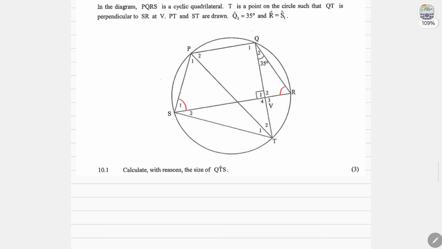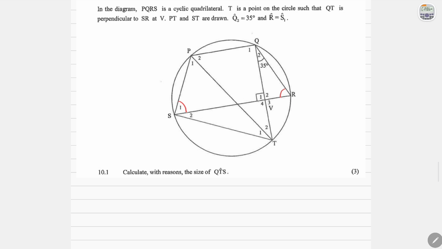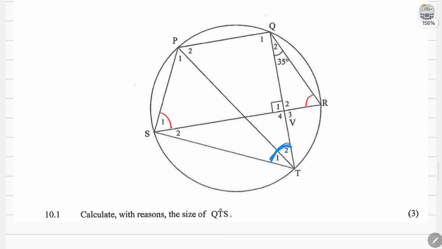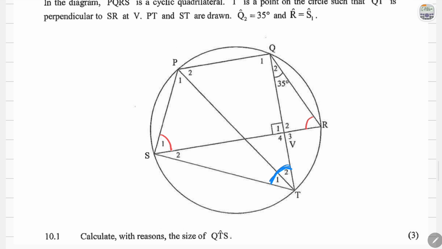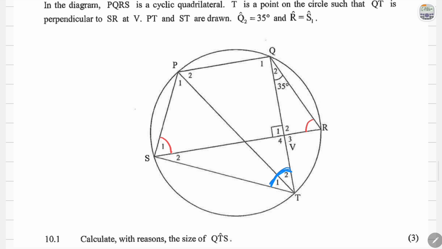Okay, now the first question, 10.1, says calculate with reasons the size of angle QTS. So angle Q to T to S, this angle. How do we find that? Let me just put it in a different color, so I don't get confused. Okay, let's stare at this angle and see how we can find it. So with this angle, it's made up of two parts, two angles, angle T1 and angle T2.